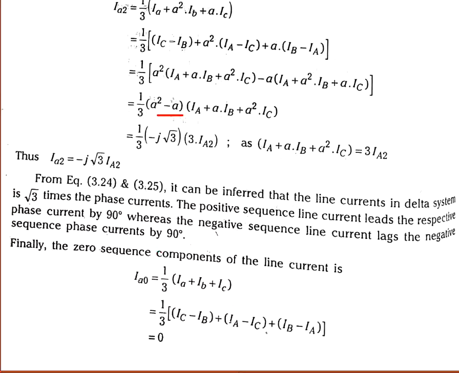Then similarly for IA0: IA0 equals 1 by 3 (IA plus IB plus IC). Under balanced conditions, it will be 0. No need to derive anything here. If IA plus IB plus IC is there, it is 0 only. No need to derive, but in unbalanced systems it may be there. That we will see later. Then coming to this, IA0 you will get 0.